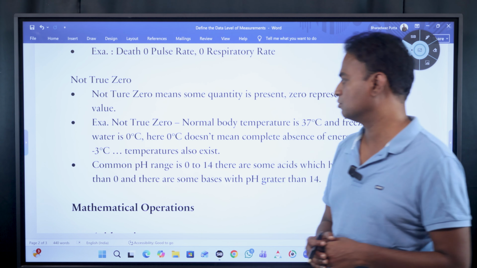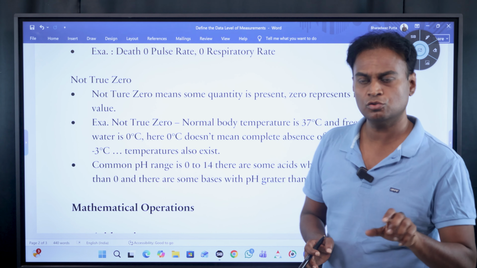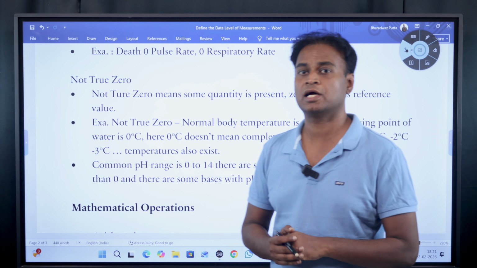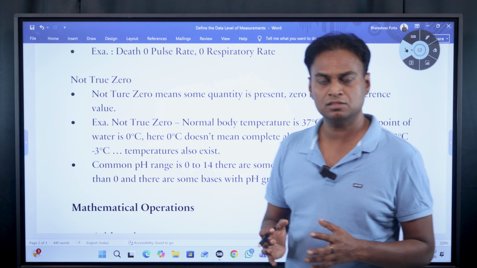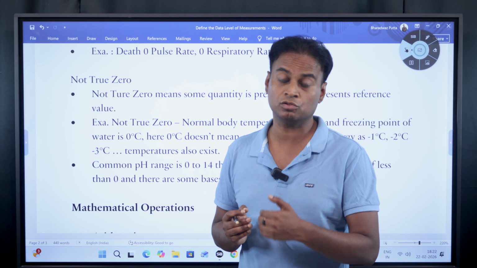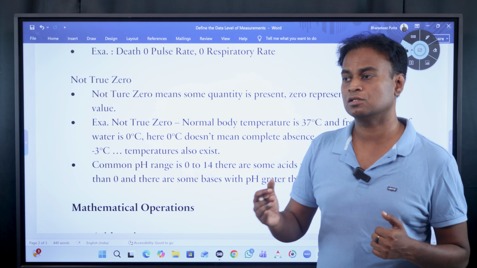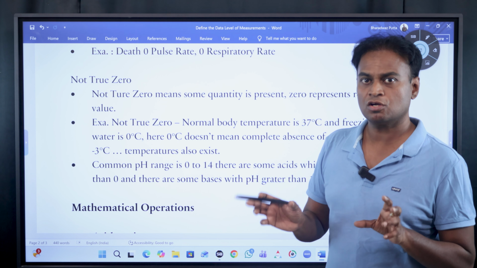One more thing is pH, right? So what is the normal pH range? It is 0 to 14. There are some acids where the pH is -1, below 0. There are some bases where the pH is above 14. So it means it is not a true 0.